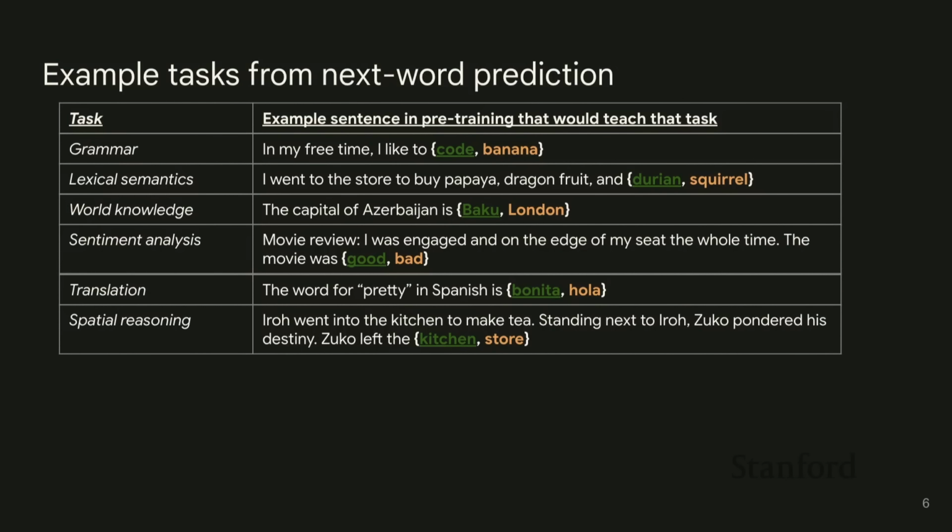Spatial reasoning. So you might even have some sentence like, "Ira went to the kitchen to make some tea. Standing next to Ira, Zuko pondered his destiny. Zuko left the." And then "kitchen" should be higher probability than "store."